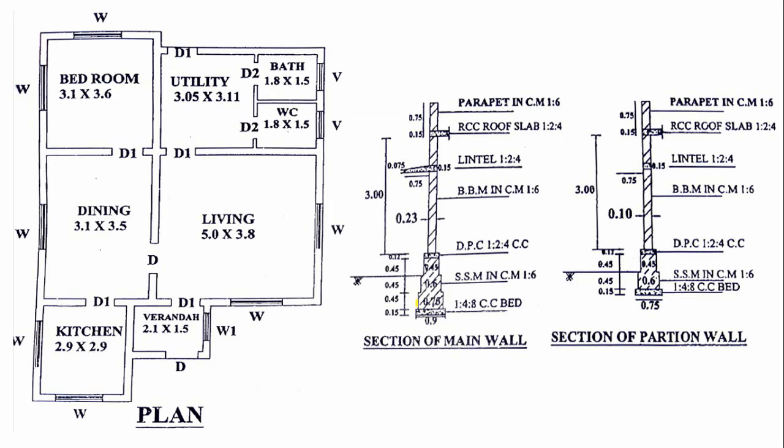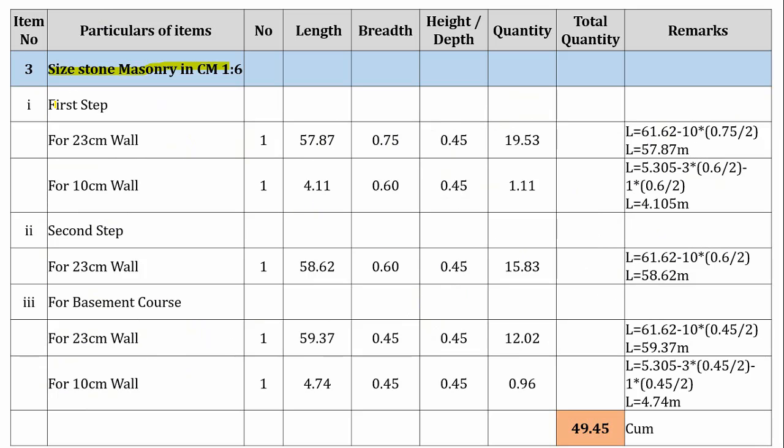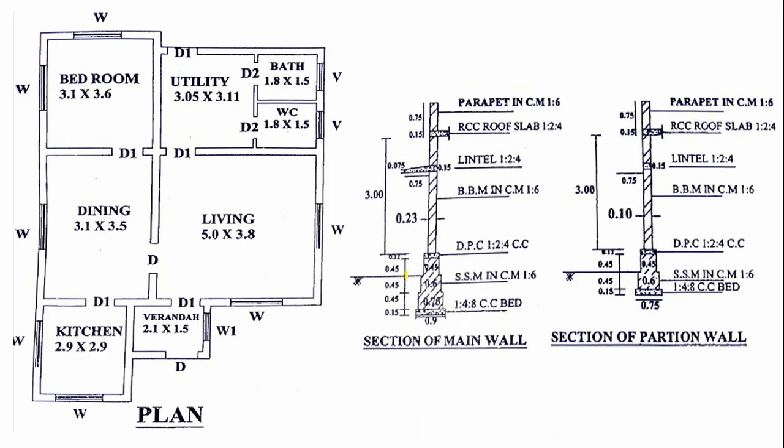So this stone masonry work we will try to calculate now. The first step we will calculate is for the 23 centimeter wall. This is the first step of the 23 centimeter wall. This we will try to calculate.